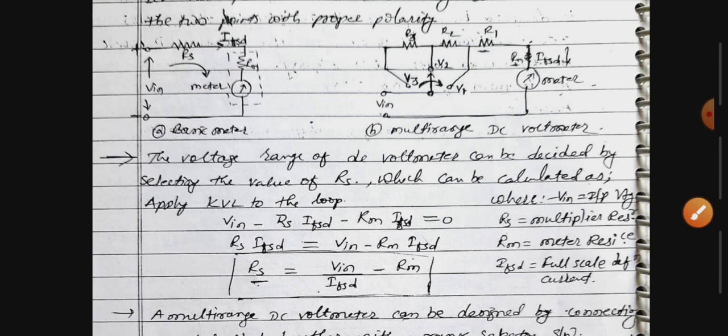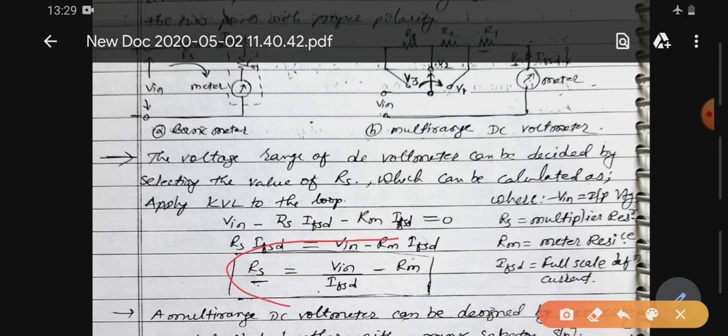So you can rearrange the terms. You will get this basic equation: Rs is equal to Vin by IFSD minus Rm. Where Vin is the input voltage, Rs is the multiplier resistance, Rm is the meter resistance, IFSD is the full scale deflection current.